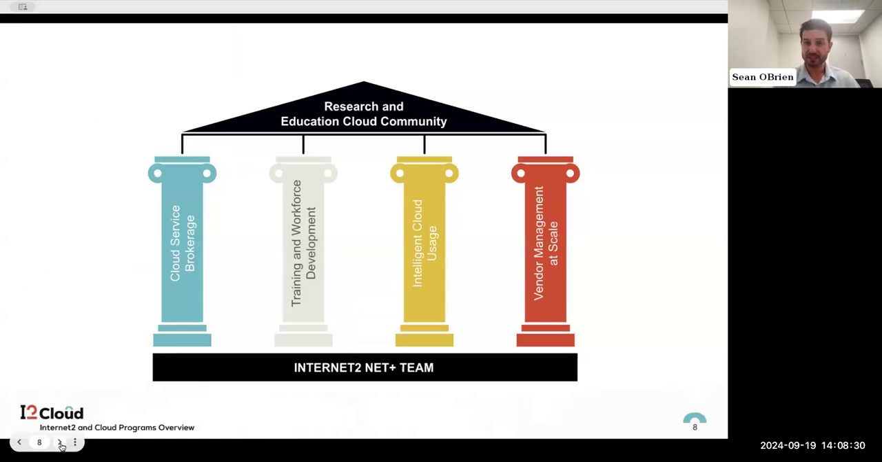Within the Net Plus program specifically, we focus on four key pillars of how we support the research and education cloud community. They are a cloud service brokerage function that is really thinking about Internet2's Net Plus program. Traditionally, how do we help organizations and institutions acquire cloud services in a cost-effective, transparent, and efficient manner? And then how do we help them use them through things like training and workforce development, intelligent cloud usage, and vendor management at scale? So as I run through this presentation today over the next 50 minutes or so, these are really the four areas when we think about the Net Plus program that we're going to focus in on.